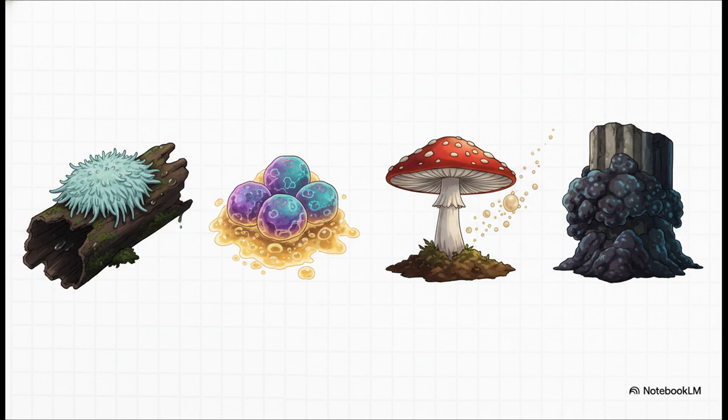First, we have phycomycetes, which love damp wood. Then ascomycetes, or sac fungi, which includes everything from single-celled yeast to highly prized edible truffles. Next is basidiomycetes, which includes the common mushrooms you might eat, as well as destructive plant parasites like rusts.